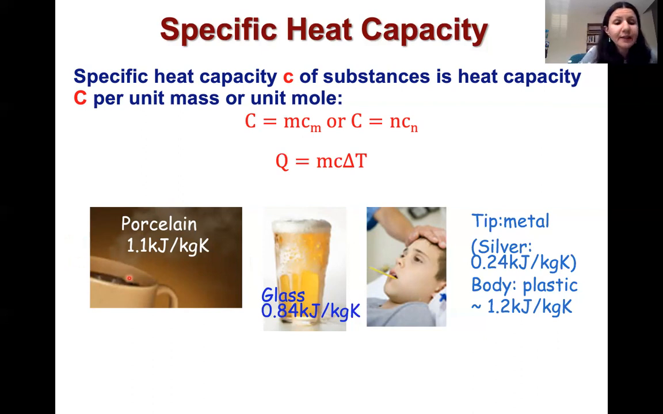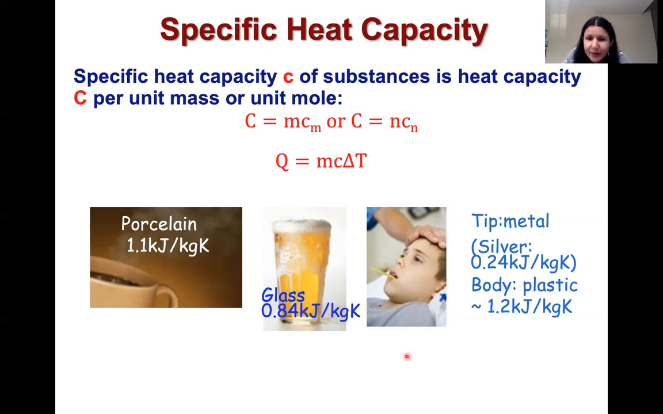So when the hot liquid is interacting with a cup, because of that high heat capacity, the cup is not going to change its temperature significantly. So when you hold it, it's not going to get as hot. You know better than to put a hot drink inside a glass container. That glass container will get rather hot.